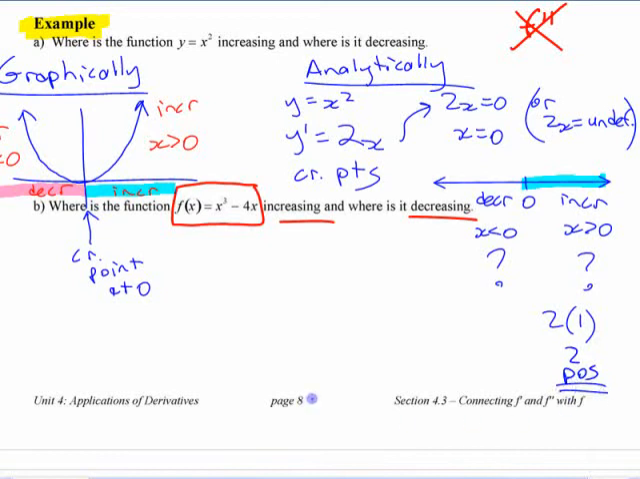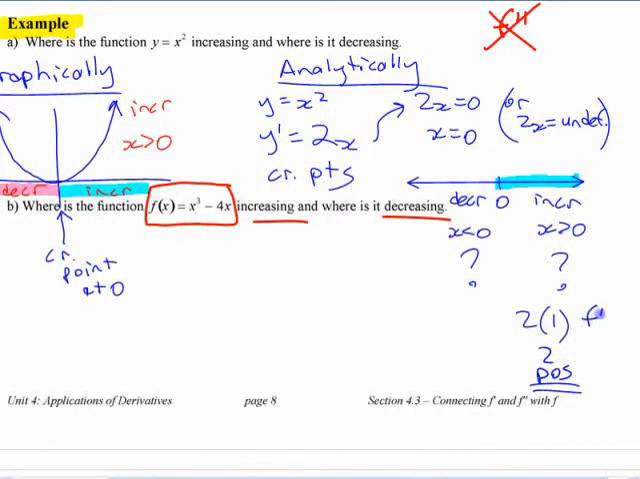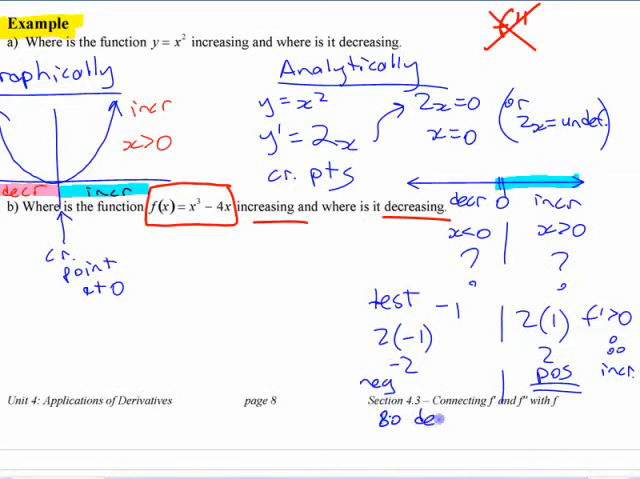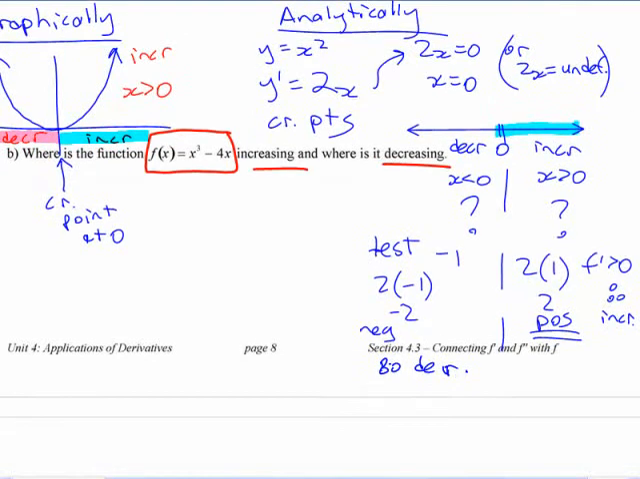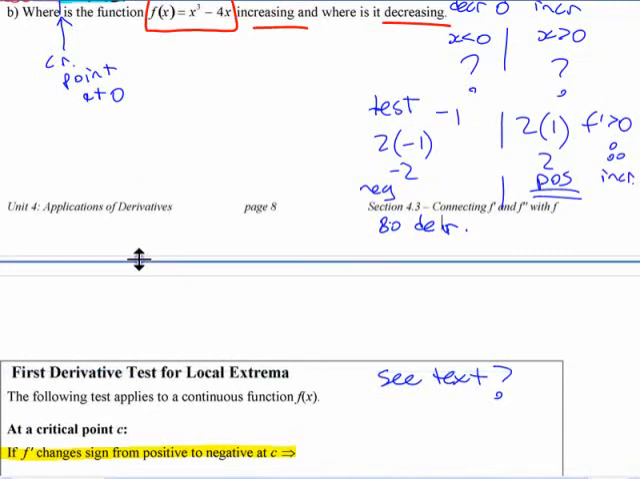It's positive. Remember, the derivative being positive means the function is increasing. Okay? F prime is greater than 0, therefore increasing. Okay? That's on that side. Over here, test a point that's on that side, such as negative 1. 2 times negative 1, negative 2, negative. Therefore, it's decreasing.